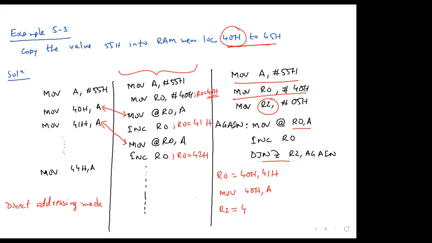So you go back to this level. You execute this line. So now this becomes equal to move 41H, comma A. Again, you increment R0. So R0 becomes 42H and decrease R2. R2 becomes 3. Again, you jump over here. And now you perform move 42H, comma A, and so on until your R2 becomes 0. This is also very straightforward.